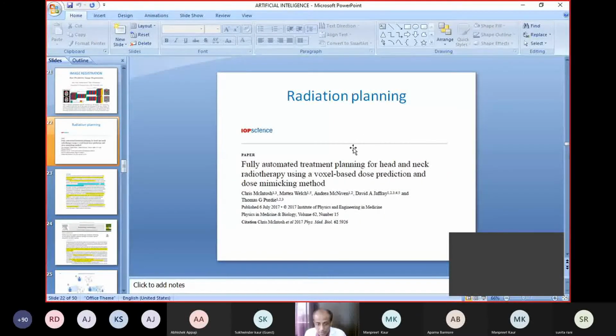Now coming to the radiation planning. There are many automated planning systems to generate a new plan. So why do we need artificial intelligence in planning? Because again, the same thing: a doctor defines the tumor and the normal organs, and I take at least 4 hours to define a particular patient. Similarly, to generate a plan for a patient, it again takes 4 to 6 hours.